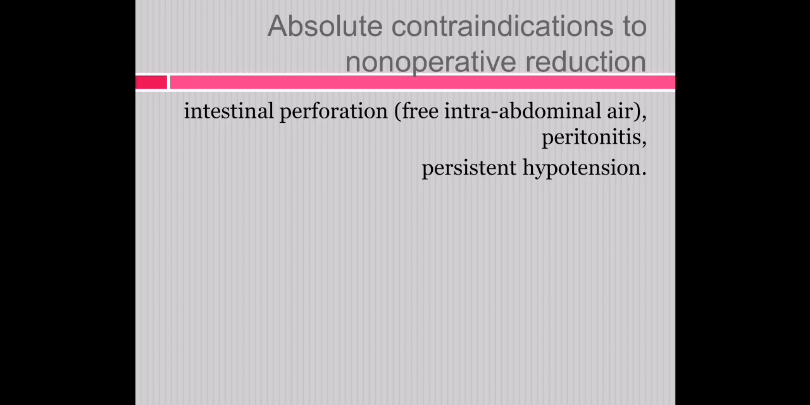Number 2P is peritonitis. Peritonitis means there is bowel ischemia or bowel perforation, so it is not fit for non-operative reduction. The baby needs surgical exploration to resect the gangrenous bowel and to repair the perforation. Number 3P is perforation. Intestinal perforation necessitates exploration, of course.